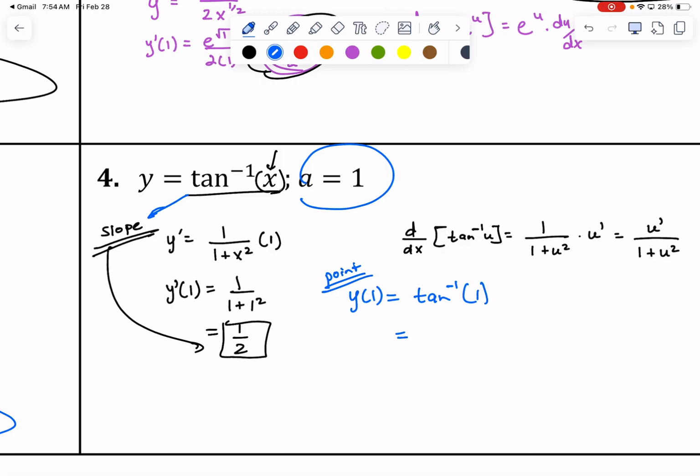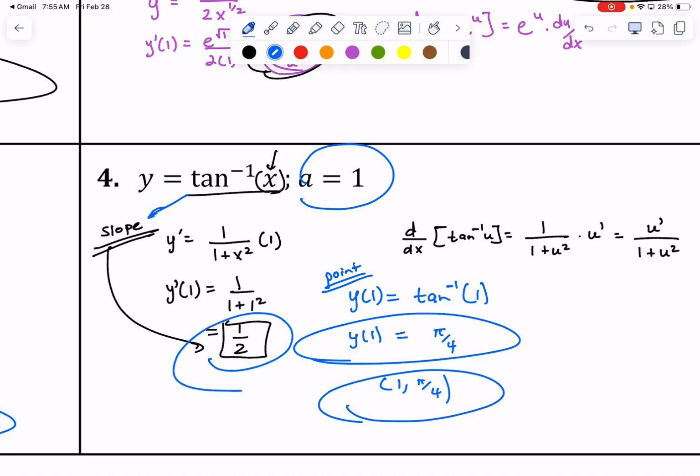equal. So you can't do it like a root 3 over 2 and a 1/2, or a 1/2 and a root 3 over 2. You need them both to be root 2 over 2, and that happens at pi over 4. So your point is y of 1 is equal to pi over 4, so it's 1 comma pi over 4. So we got our point, we got our slope.